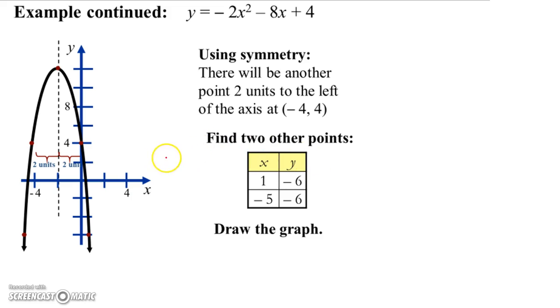Okay, now, because of symmetry, because we know our axis of symmetry from our vertex, we know our axis of symmetry is this dotted line at x equals minus 2. Since 0, 4 is 2 units away from minus 2, we can also plot the point 2 units on the other side of that symmetry line, and we know that the point minus 4, 4 is going to fall on our graph.